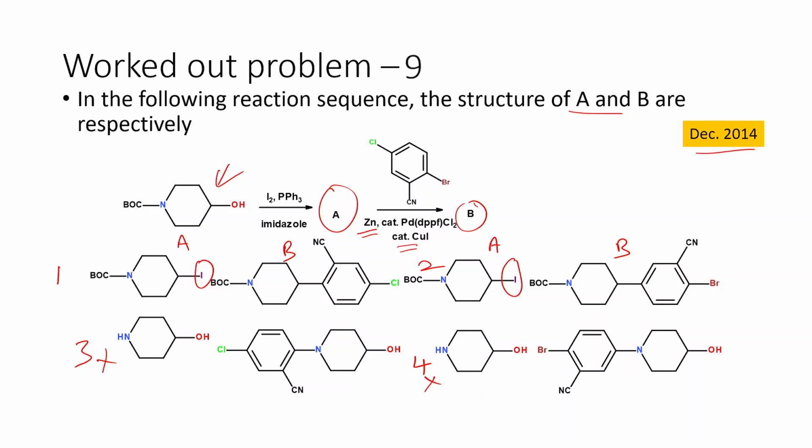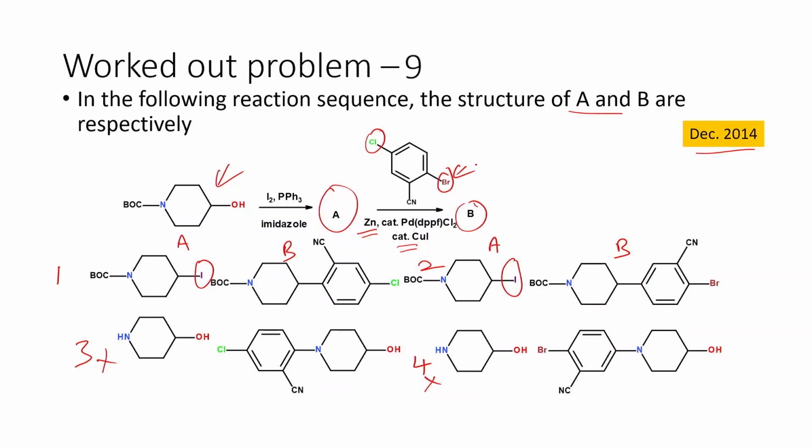And now the next thing is that it undergoes some type of coupling reaction. We will not be looking at what the coupling reaction is, just keep in mind that it's a coupling reaction. So in other words, we have an iodo derivative in one substrate, and a chloro-bromo derivative in the other substrate. So when the coupling takes place, which one will undergo reaction? Obviously the more reactive bromine will undergo reaction, chlorine will not react that effectively. So we can easily figure out what the product is going to be.